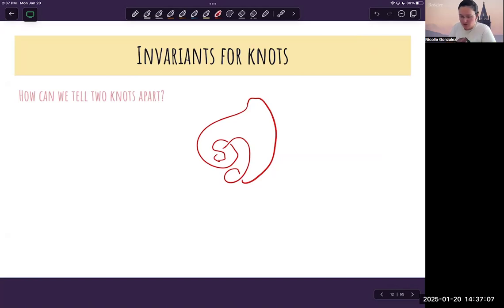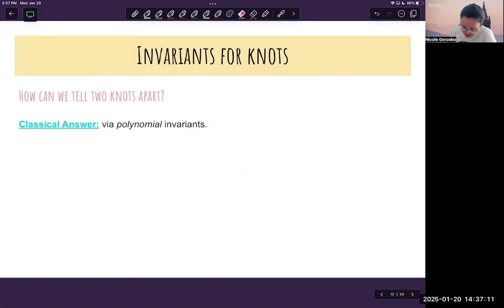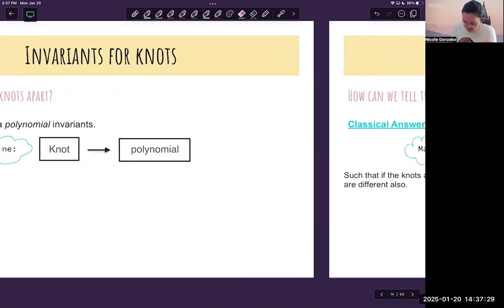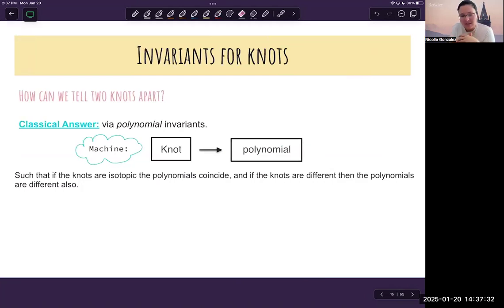So mathematicians, to try to make this much more precise, developed an algebraic way of telling knots apart via what are called polynomial invariants. What these do is essentially, you want to think of them as a machine that eats a knot, and for every knot, it spits out a polynomial. There are many of these. I'll discuss a few of them in a second.